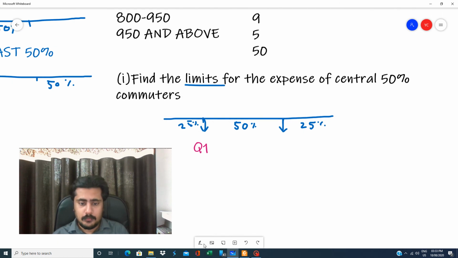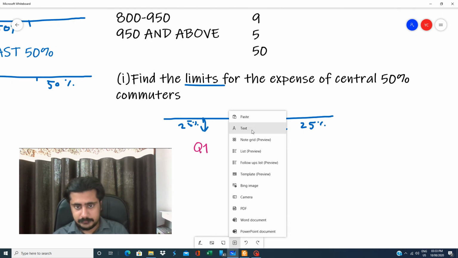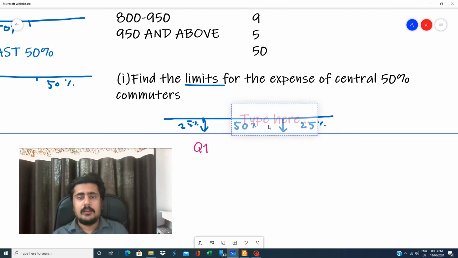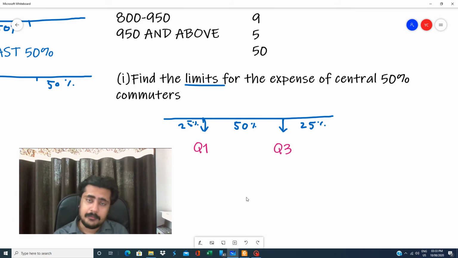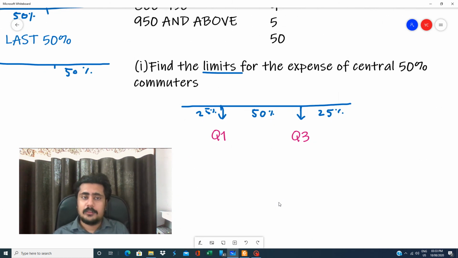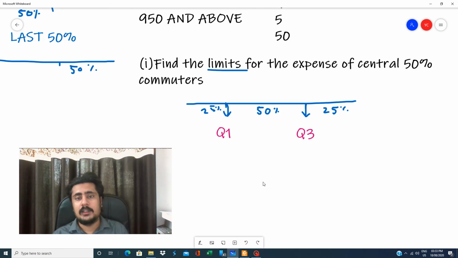And if you want to find this point, then you need to find Q3. So see what we have done. We have done so much analysis just to arrive at the conclusion that I need to find Q1 and Q3. Your question asks to find the limit for the expense of the central 50% commuters, which means you need to find Q1 and Q3 in this question.